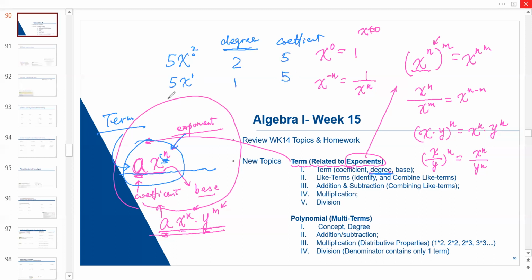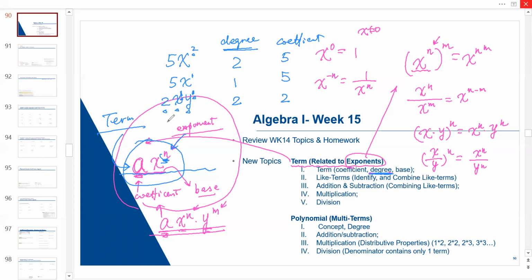But what about this one, say 2xy? The coefficient is 2. What about the degree? The degree of this one is a little different from one variable. Because there are two variables, the degree of x is 1 and the degree of y is 1. So this degree is the sum of the exponents of each variable. So the degree here is 2.